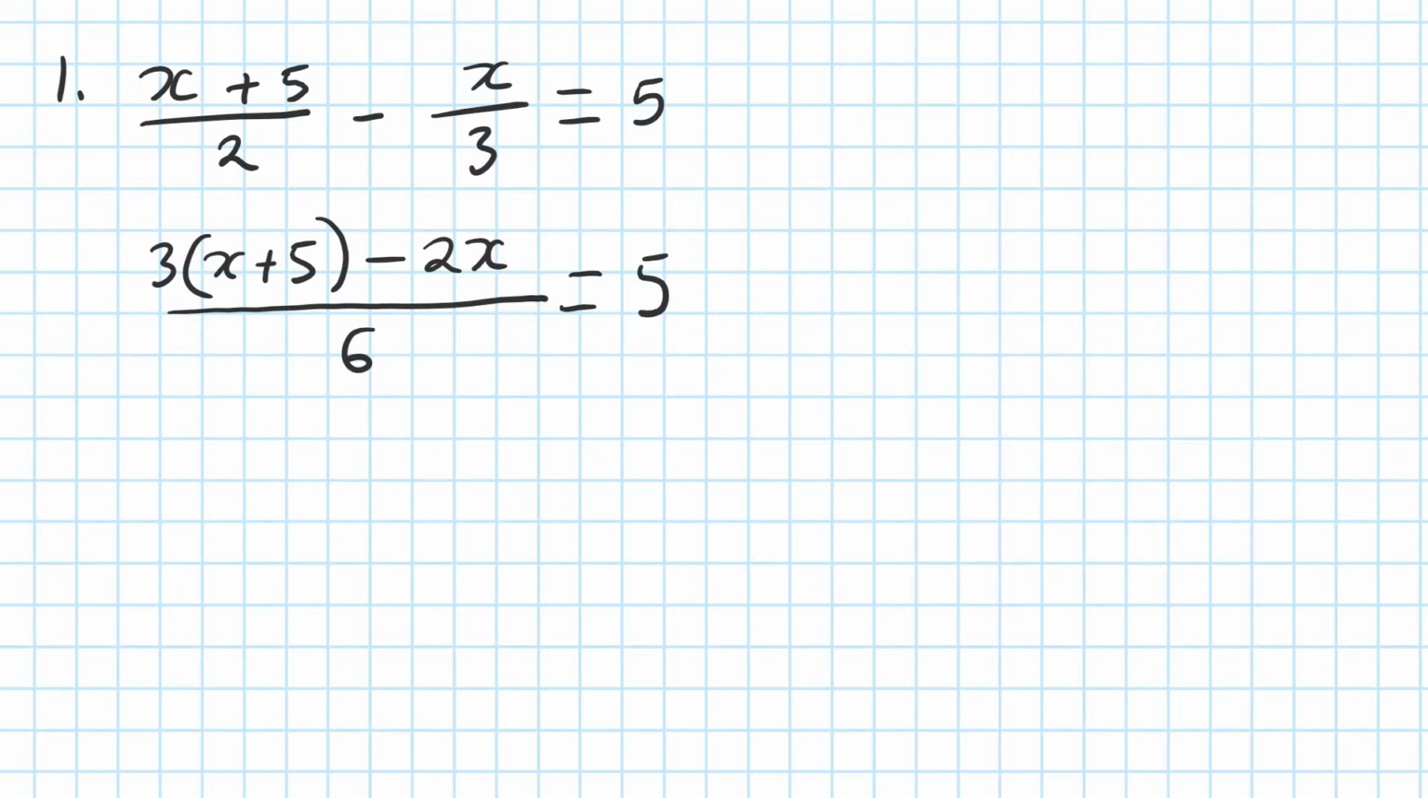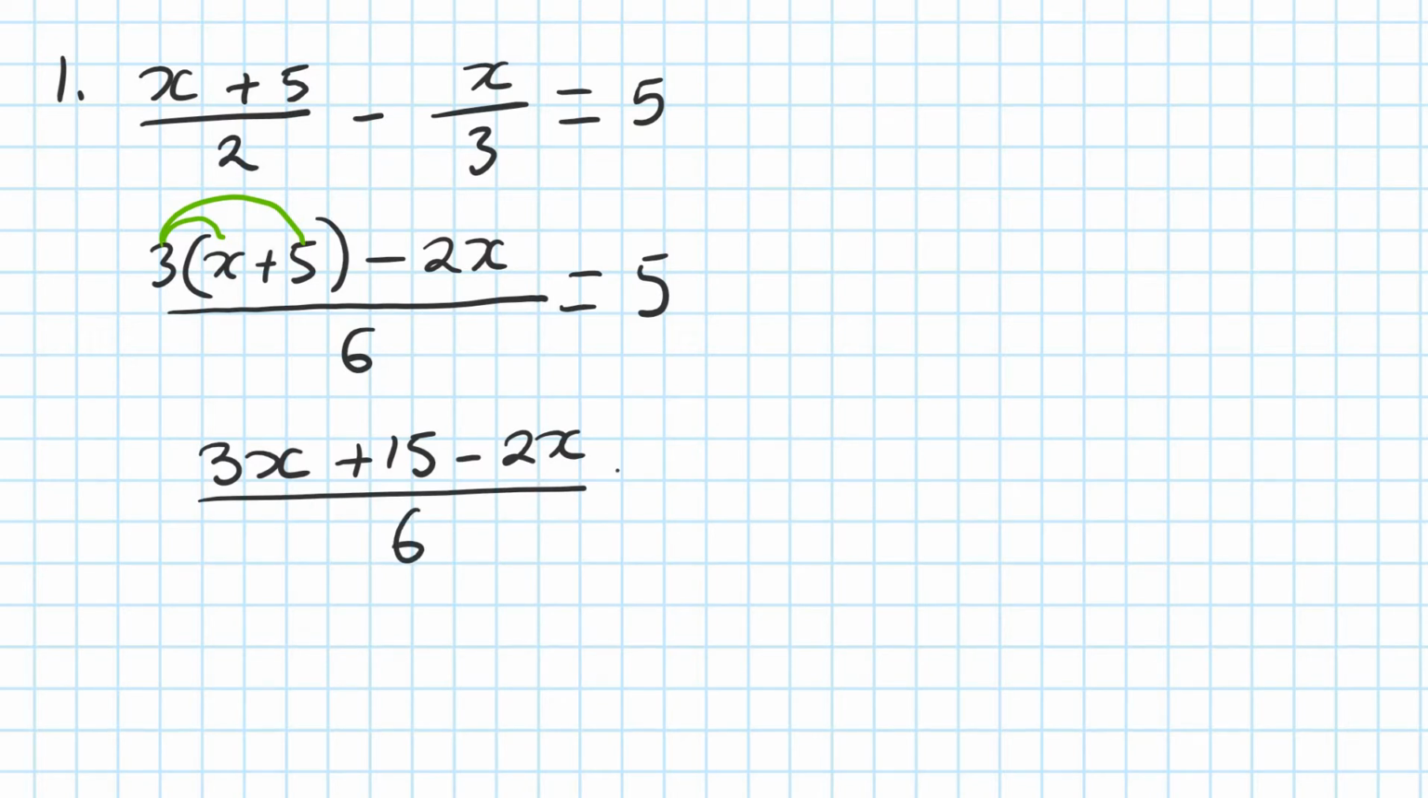Then what I do next is I remove the bracket. In other words, I expand it. So 3 times x is 3x, and then 3 times 5 is 15. So I add 15. Then the minus 2x, all over 6. And the answer is 5.